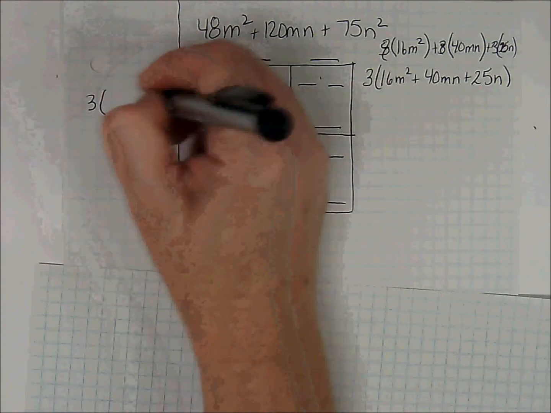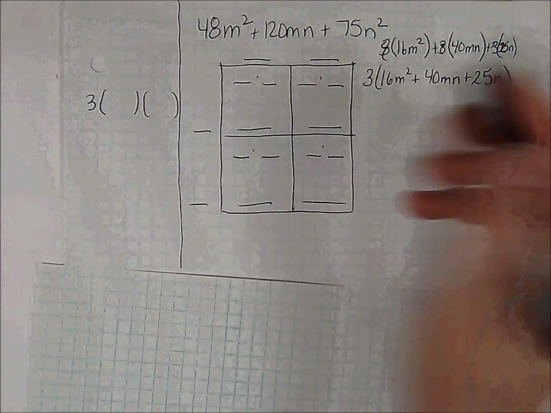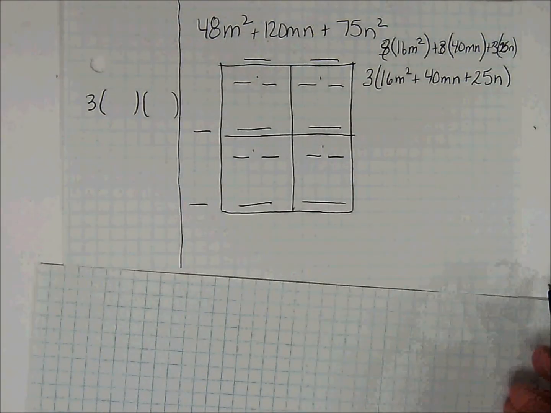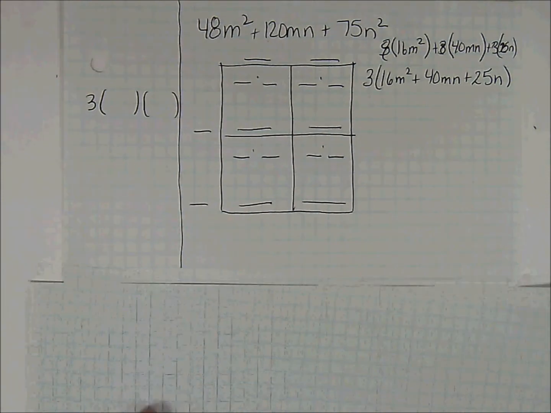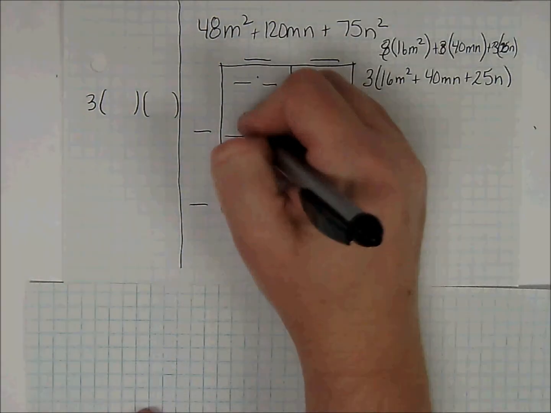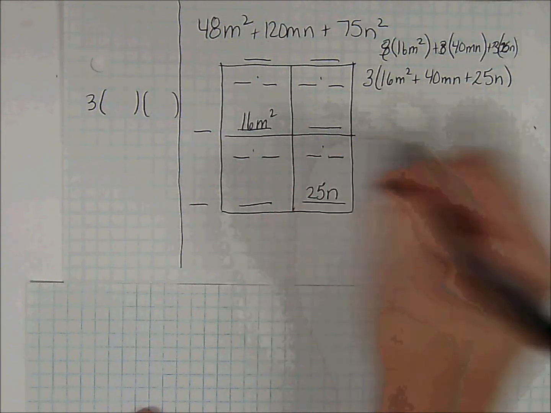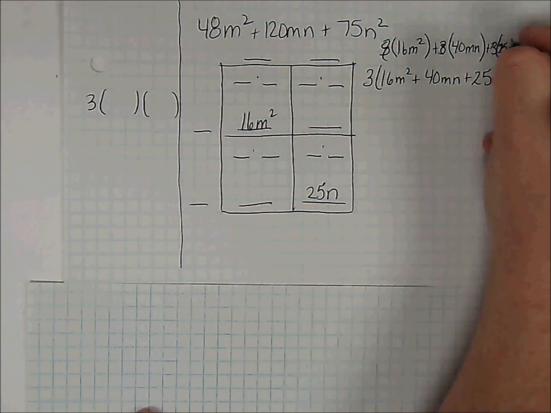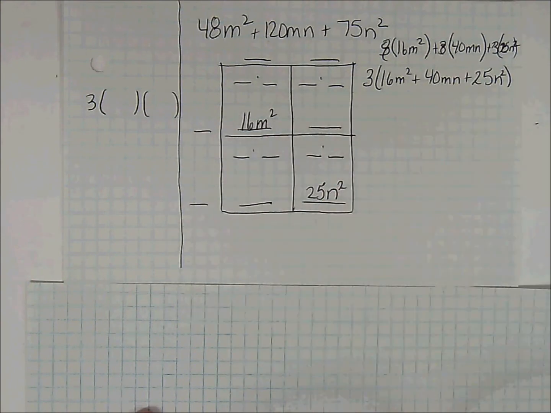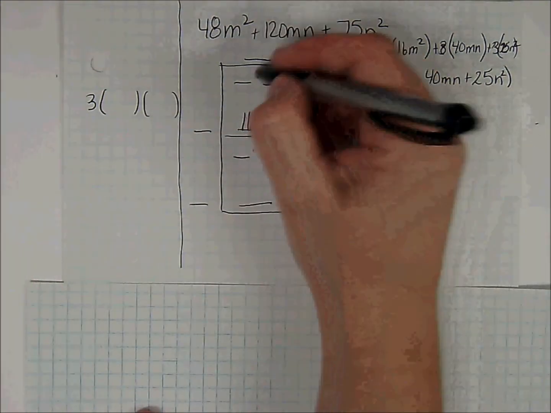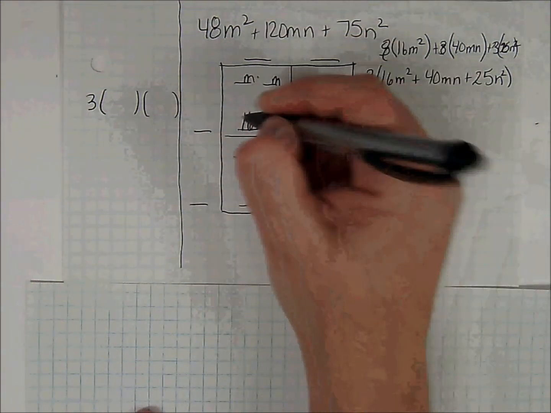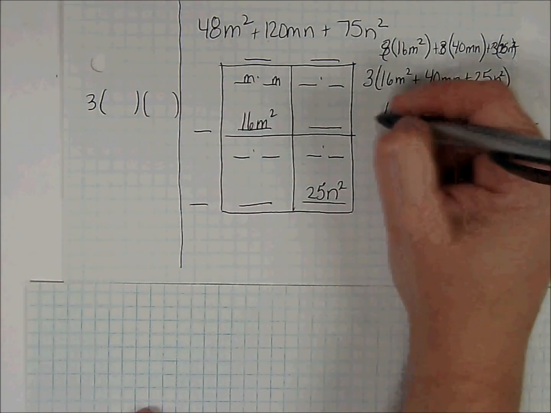So we set the 3 aside, and we know we're going to have something times something. Everything's positive, so we don't have to worry about subtraction and anything. So the first one is 16m squared, and the last one is 25n, and I think I forgot the square. I did. 25n squared. So I know that this is m times m. It's the 16 I have to think about.